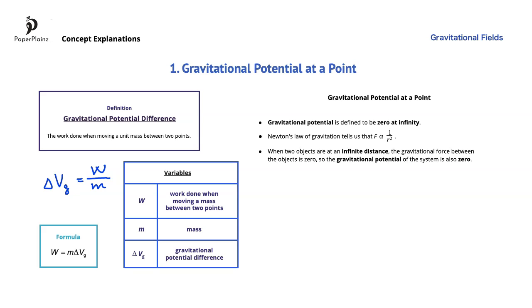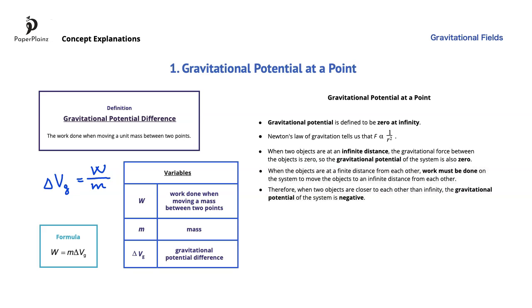As the objects start to approach each other, and the distance between them becomes finite, there will be gravitational attraction between the objects due to the gravitational force. If we want to move the objects back to an infinite distance again, work must be done on the system. In other words, we must supply energy to move the objects apart. Therefore, when the two objects are closer to each other than infinity, the gravitational potential of the system is negative. Therefore, gravitational potential at any given point in the universe is also negative. We'll explore this idea in more detail in subtopic 10.2.